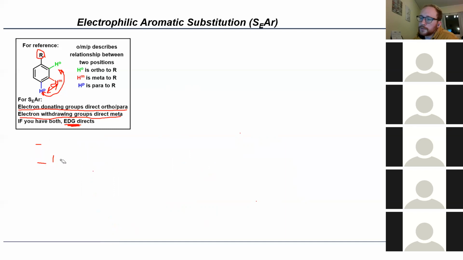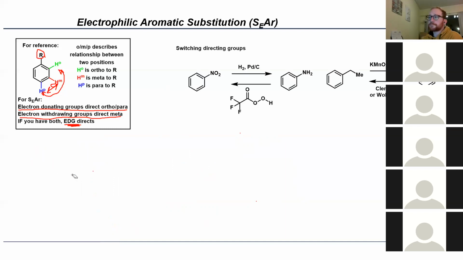Okay. Now, what did I want to talk about on this slide? Yeah, and so now that we've talked a lot about the different directing capabilities of electron donating groups and electron withdrawing groups, we recognize that a very valuable part of this chemistry is the ability to switch between the two. Right? If we have a group that is electron withdrawing that can switch to being electron donating and vice versa, we have a lot of power.